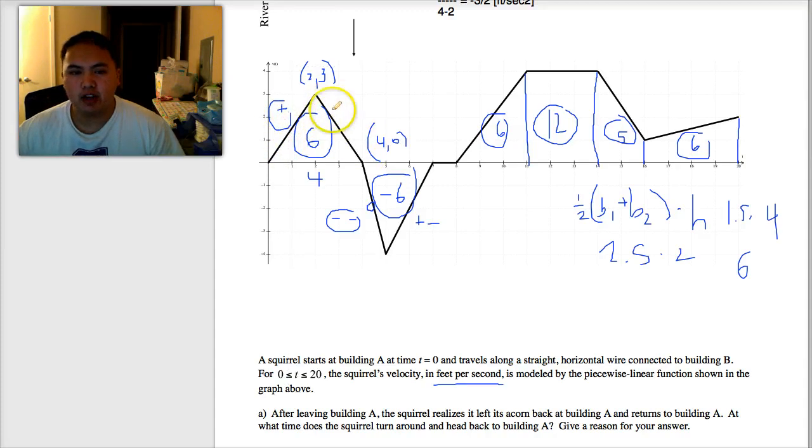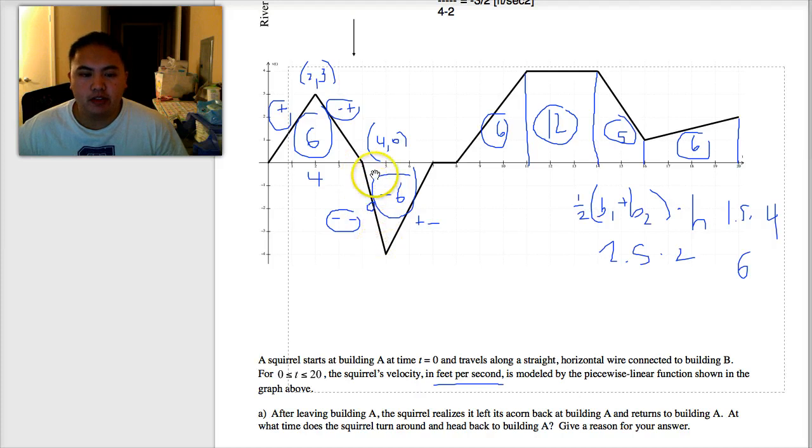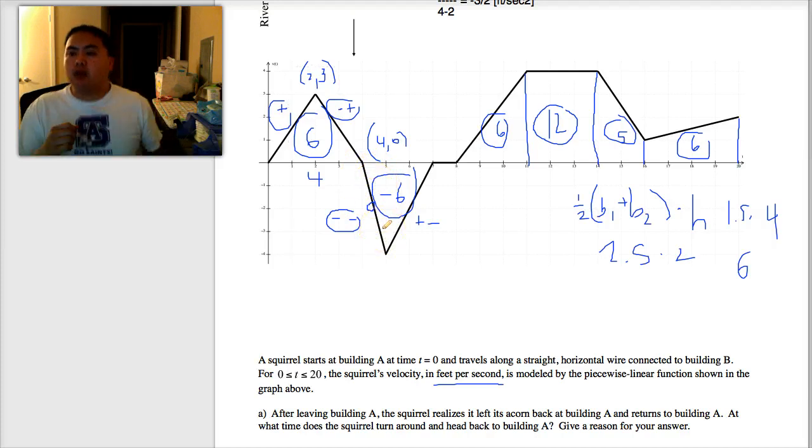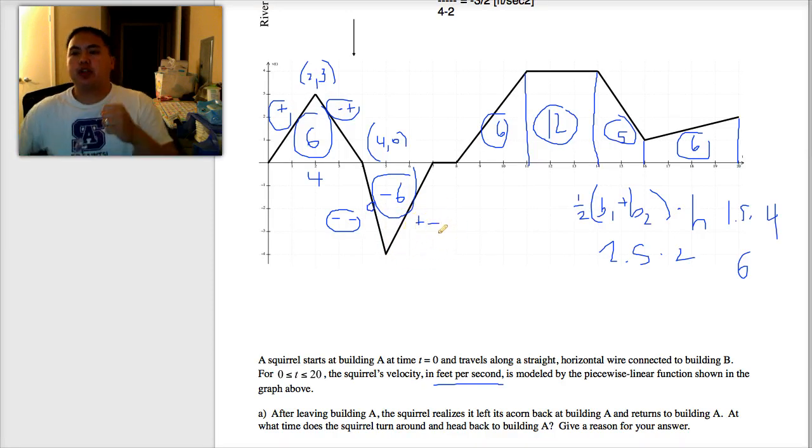On this segment right here, the slope is negative and the value is positive, which tells me that he's still running forward, the value is positive, but now slowing down. Alright, here the slope is negative and the value is negative. That means he's running backwards, but really fast. But now here, the slope is positive, the value is still negative. That means he's running backwards, he's starting to slow down, so he could run forward again.